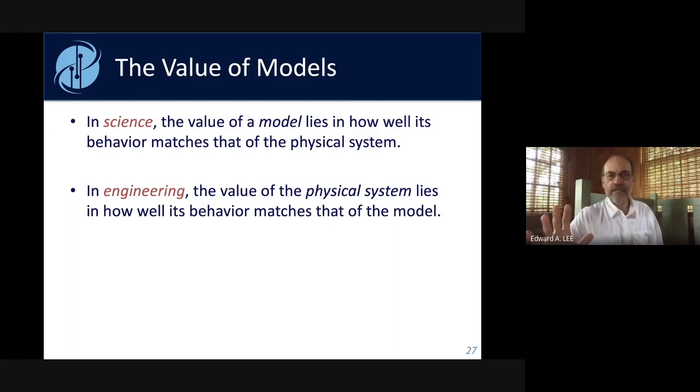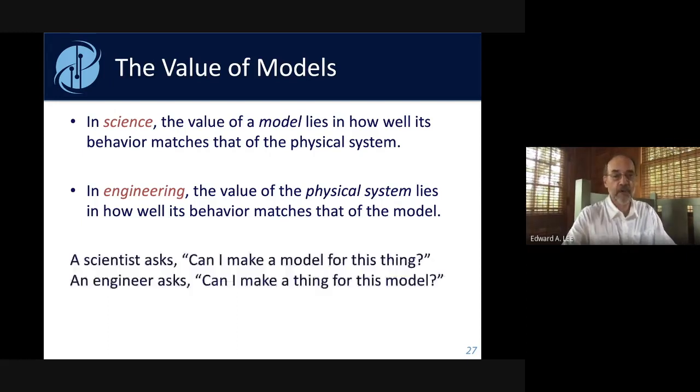And of course, any scientist or engineer will actually end up using models both ways. And throughout my career, I have used models both ways, but I have frankly often confused which way I was using it. I thought I was using it one way and I was actually using it the other way. And the way you build your models really is profoundly affected by which of these you're trying to accomplish. So another way to see this is that a scientist asks, can I make a model for this thing? And an engineer asks, can I make a thing for this model?